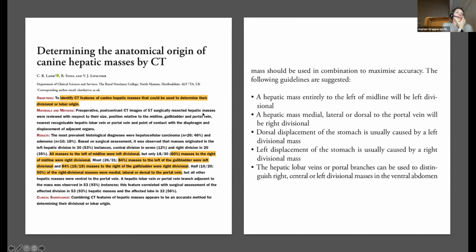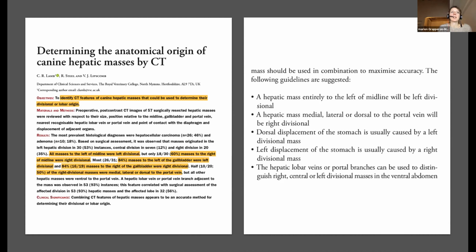So they looked at different criteria, and I think what we could retain are the following guidelines. A hepatic mass entirely located to the left of the midline will be left divisional. A hepatic mass medial, lateral, or dorsal to the portal vein will be right divisional. Dorsal displacement of the stomach is usually caused by a left divisional mass, and left displacement of the stomach is usually caused by a right divisional mass.